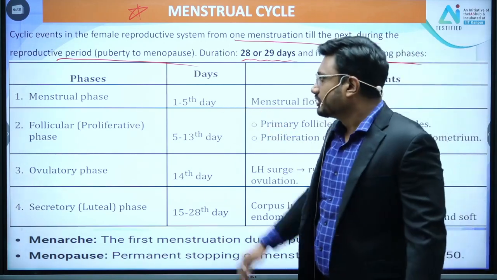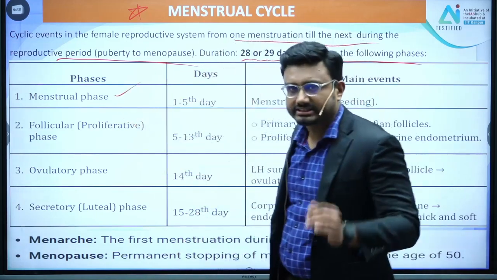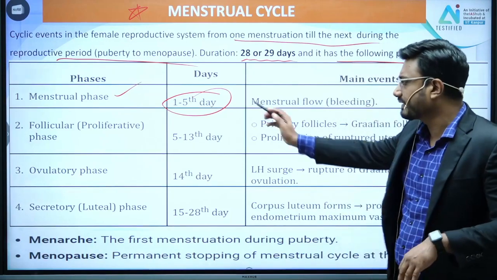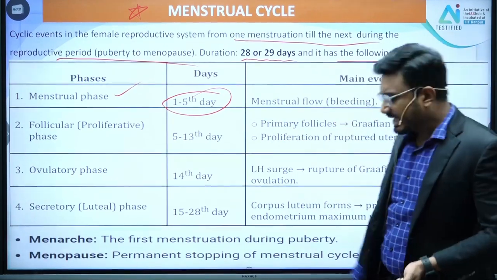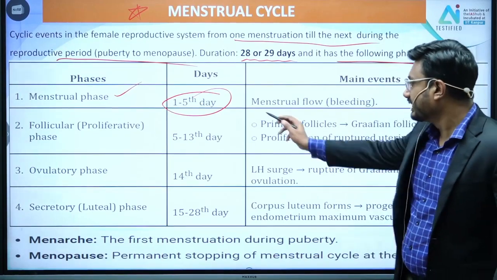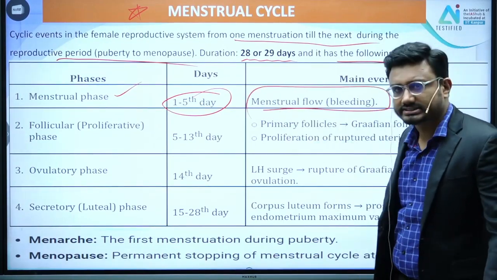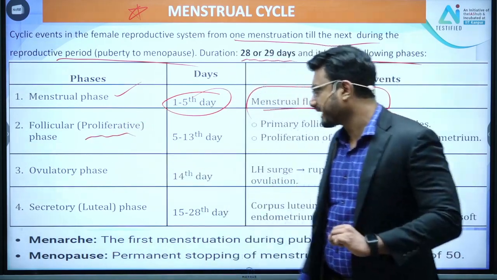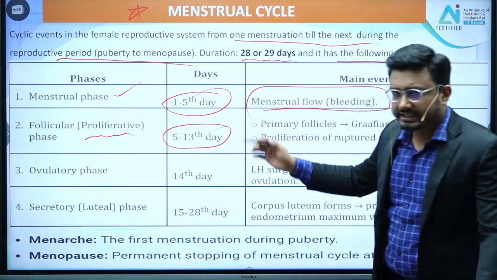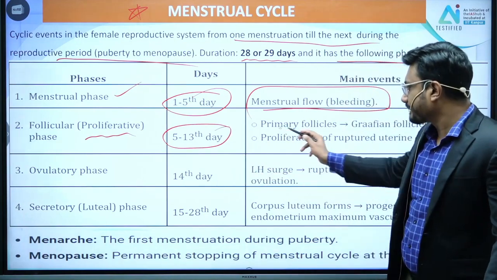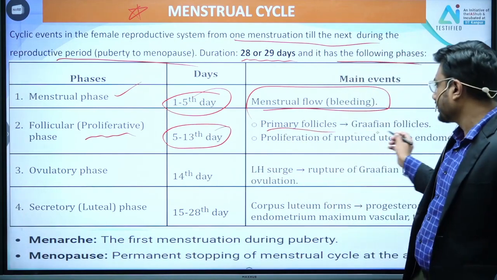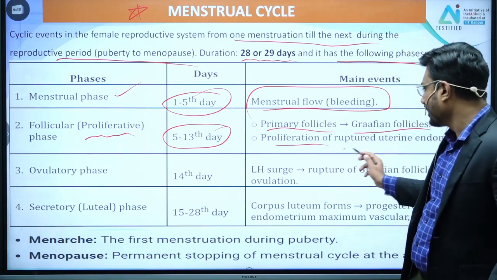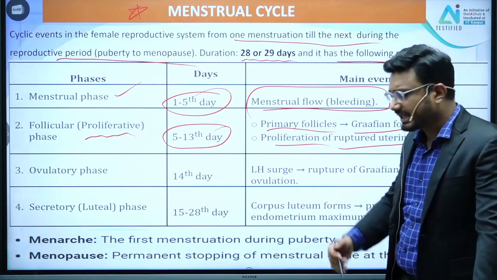The first phase is known as the menstrual phase, which happens in between the 1st to 5th day of the menstrual cycle. The main event in this phase is the menstrual flow, known as bleeding. The follicular phase, also known as the proliferative phase, happens during the 5th to 13th day of the menstrual cycle. In this, the primary follicles develop into Graafian follicles, and proliferation, meaning rapid cell division, happens in the ruptured uterine endometrium.